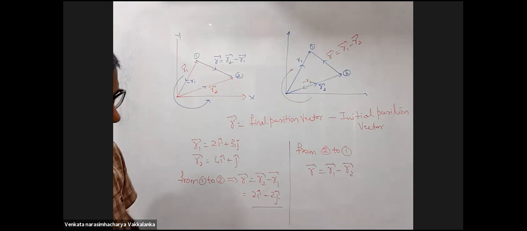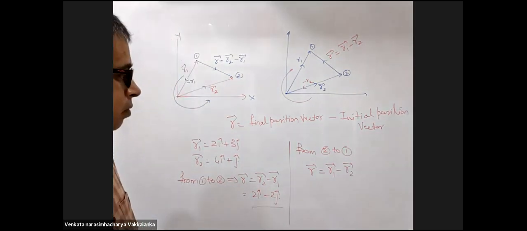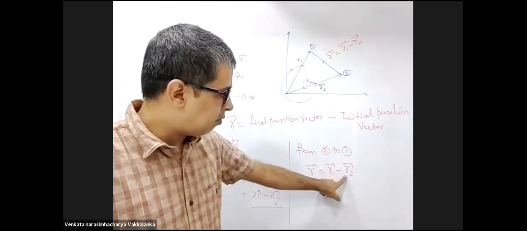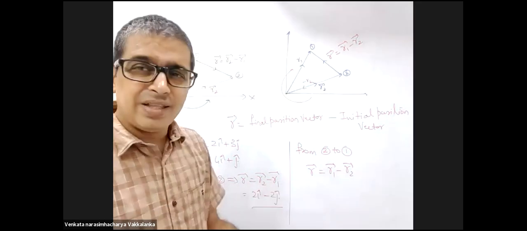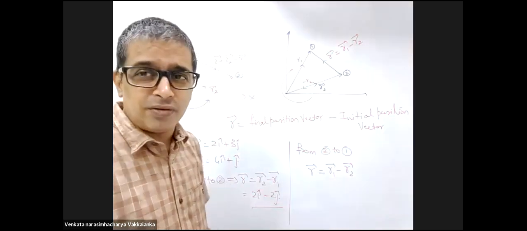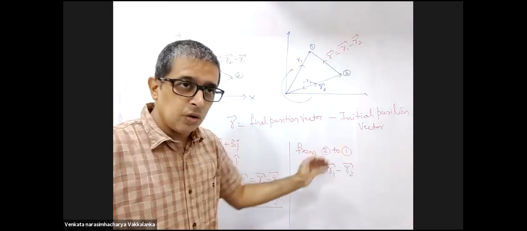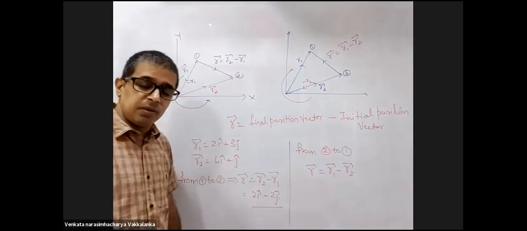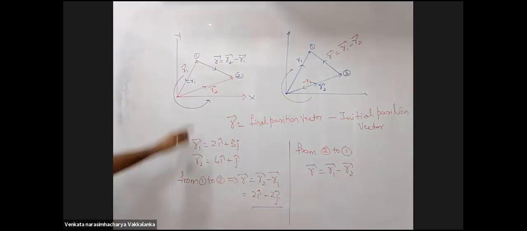Sir, I have a doubt. You have written from 2 to 1, R vector is equal to R1 minus R2. So can we do it directly, since it is in the opposite direction, by just putting the minus sign? Nothing to worry about. You are going from 2 to 1, which implies final coordinate minus initial coordinate. Remember that. Obviously, these two will be negatives of each other, because the length is the same, opposite in direction.